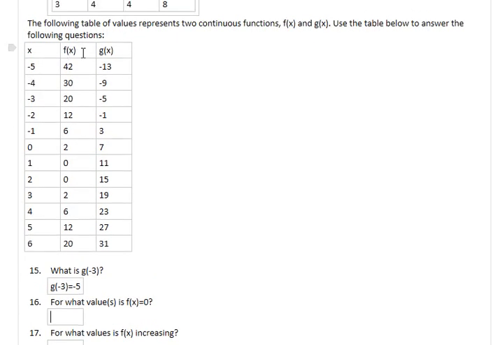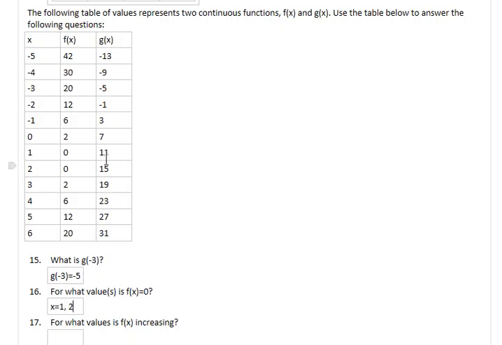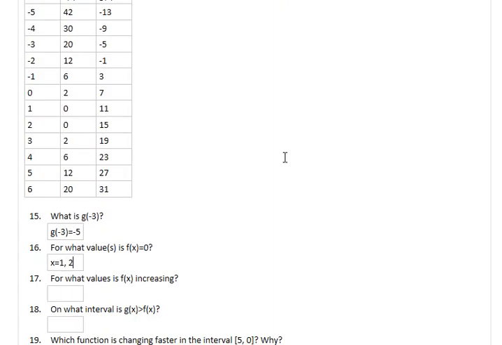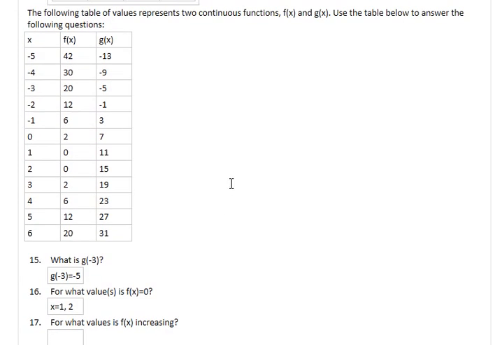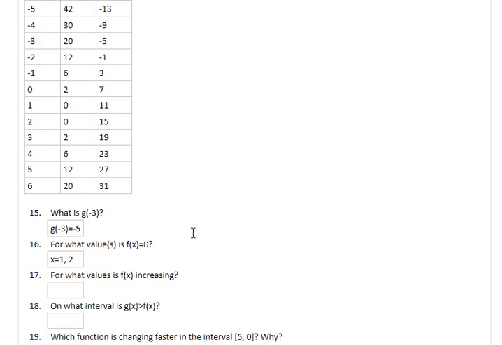That was easy. For what values is f of x equal to 0? Now remember, f of x, I'm just going to look down this table, oh look, there's a 0. And there's a 0. Looks like that's at x equals 1 and x equals 2. Okay, for what values is f of x increasing? Okay, we're going to look at f of x here. Looks like it's going down, down, down, down, leveling off, and looks like it's growing from about 2 to 6. It's growing. So we'll just write it as an interval, 2 to 6, and we can include those.